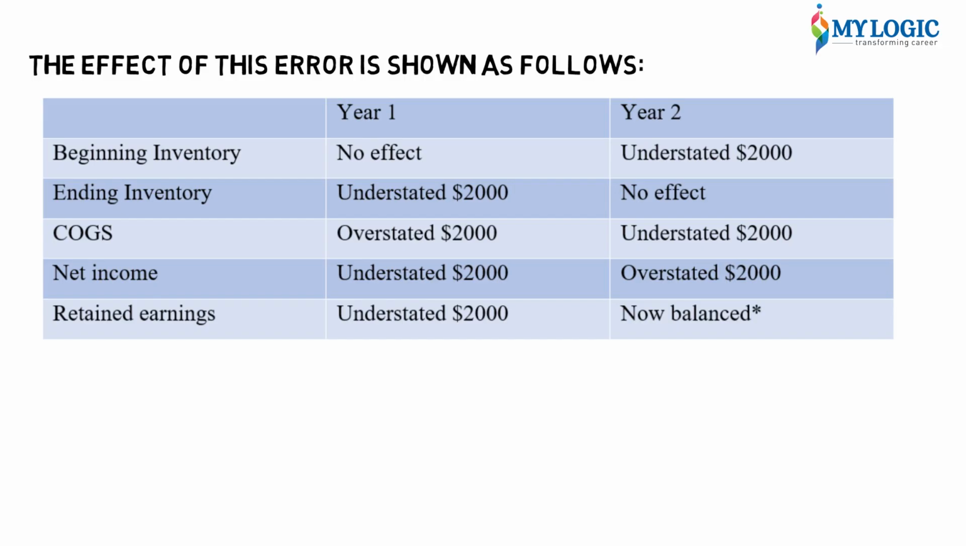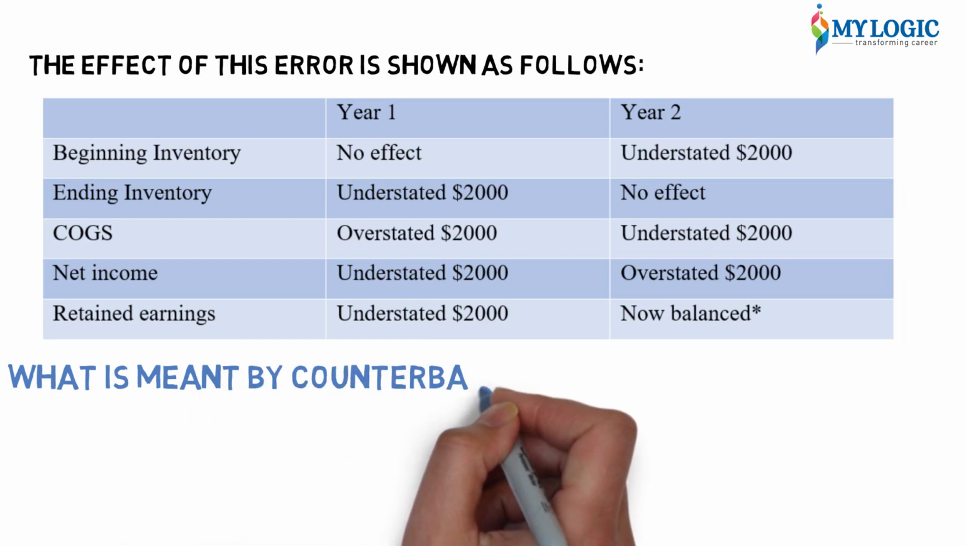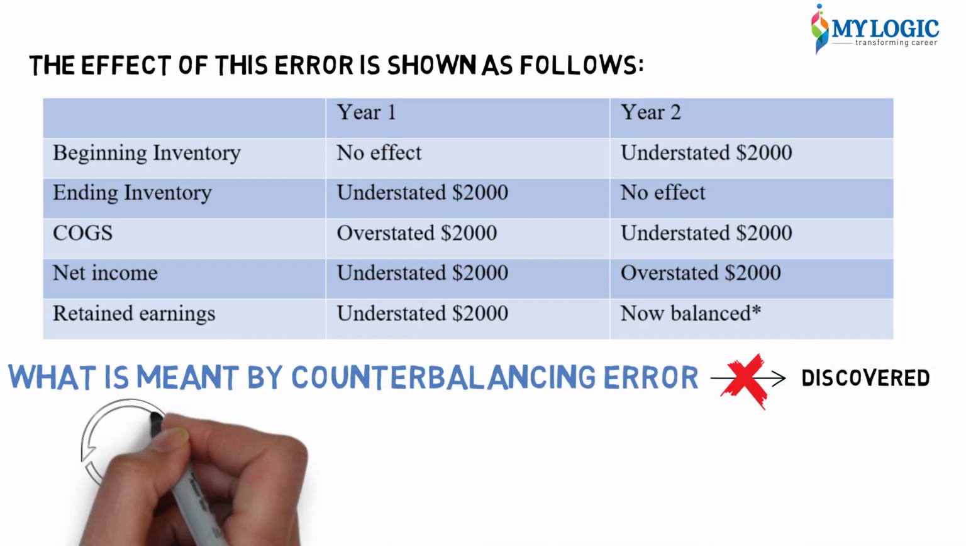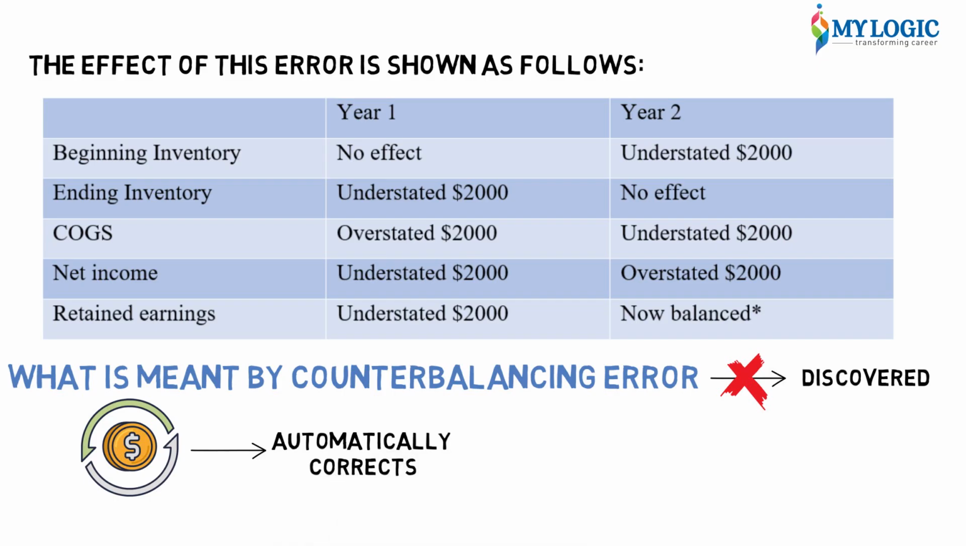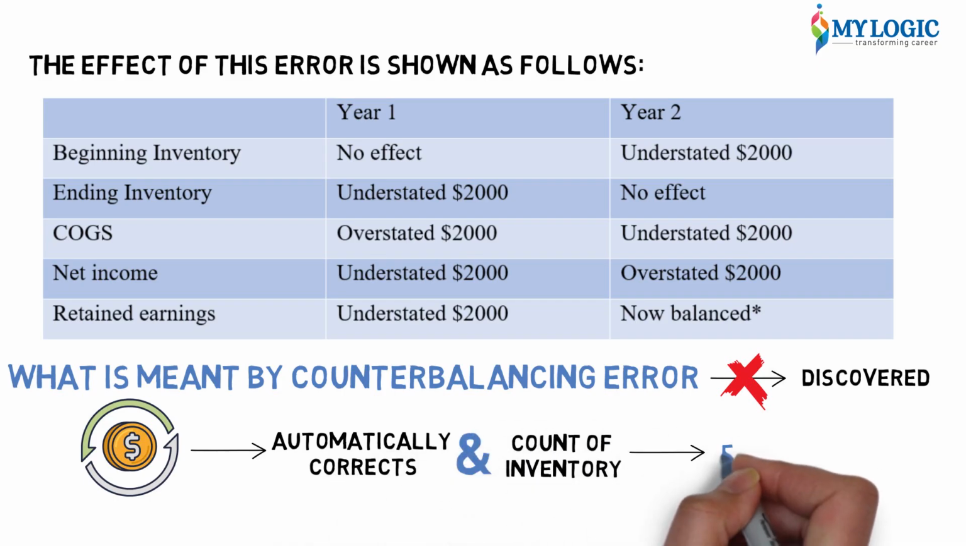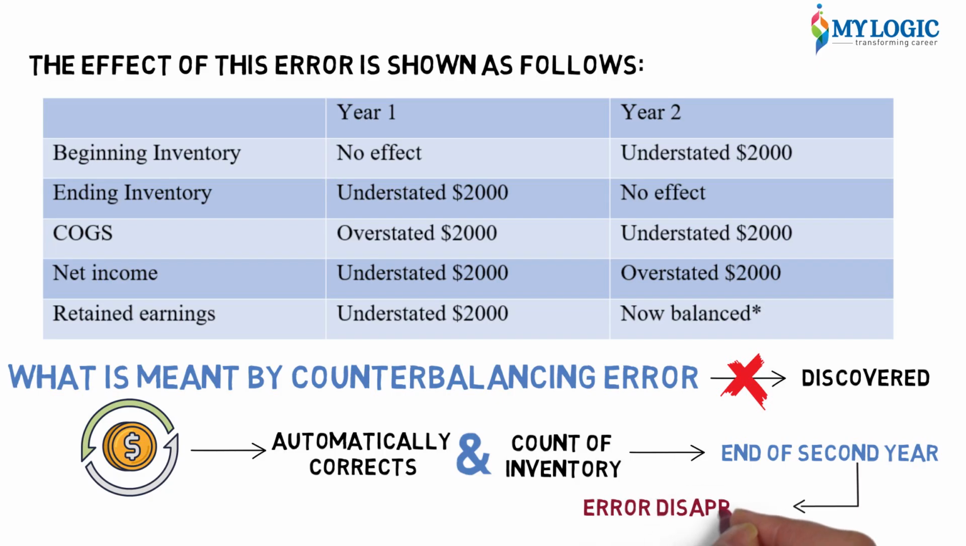COGS for year 1, overstated $2,000. For year 2, understated $2,000. Net income for year 1, understated $2,000. For year 2, overstated $2,000. Retained earnings for year 1, understated $2,000. For year 2, now balanced. This is what is meant by a counterbalancing error. If it was never discovered, retained earnings automatically corrects itself, and with a new count of inventory at the end of the second year, the error disappears.